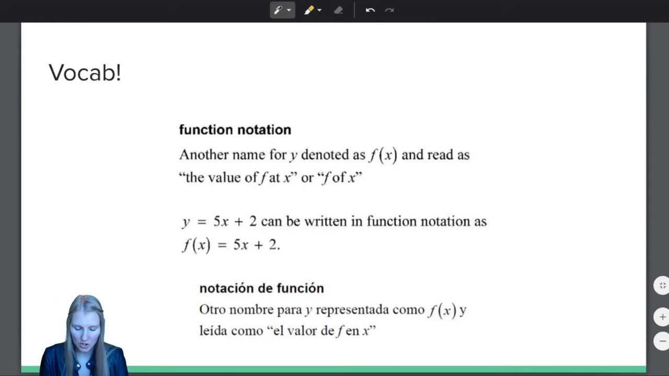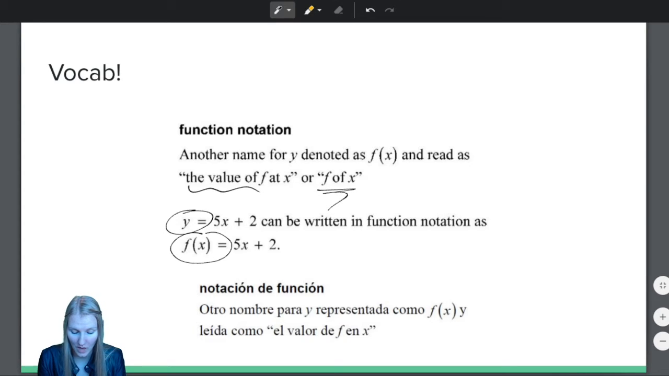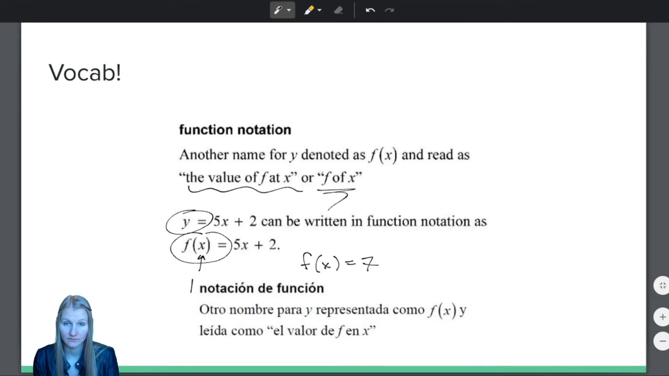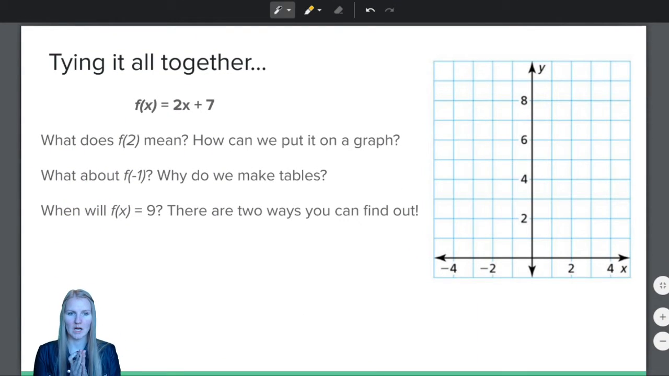Remember, function notation, it's like y equals, but instead we say f of x equals. And it is the value of f at x. So if x were 1, then f of x would be 7 in this example. Okay, so that's what function notation is. Now, we're going to tie it all together. We're going to do this problem on this screen. We're going to do a word problem on another screen. It's going to be fun.